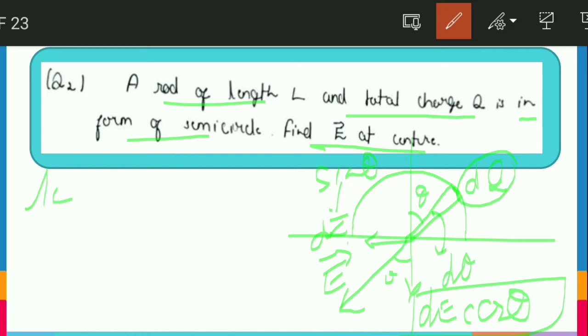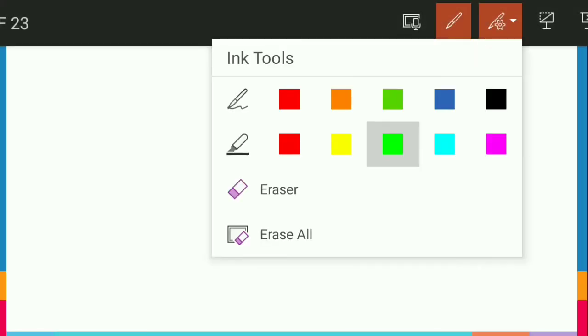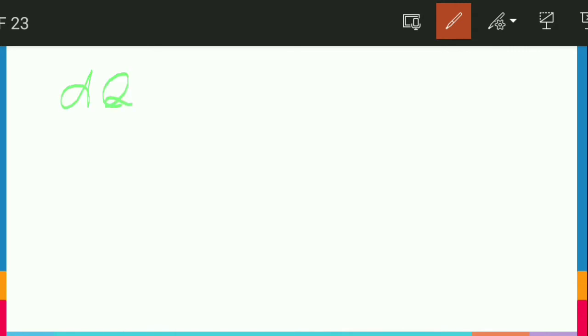So let's write it as dE x. Just putting the value, we will get k dq upon r square. What can we write dq as? We can write dq as lambda dx, where lambda is the linear charge density. Let's move to the next slide. We can write dq as Q by L into r d theta. So friends, from the figure you can confirm how I have written this.